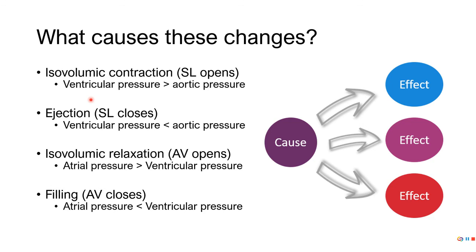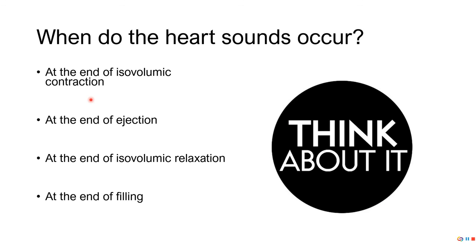Last set of questions. When do these heart sounds occur? Again, think about it in terms of the end of the phases because that's when the valves open or close. So at the end of isovolumic contraction, valves open, so there's no sound. At the end of ejection, that's the second sound. That's dub. That's the closing of the semilunar valves. Again, at the end of isovolumic relaxation, valves open, they do not close. And so at the end of filling, the AV valves close, which is the first heart sound or lub.